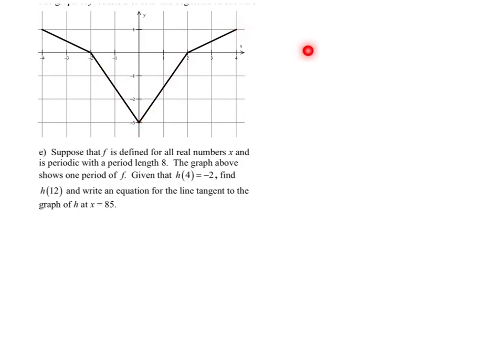So the function would kind of go like this, and then down, and then up, and then slightly up. And then from 12 to 20 would be another cycle. From 20 to 28 would be a cycle, so on and so forth. So what they want to know is if we can figure out what the value of h of 12 is. Then we're going to try to write an equation for the line tangent to the graph of h at x equals 85. So that's a whole other ballgame. Let's just focus on h of 12.